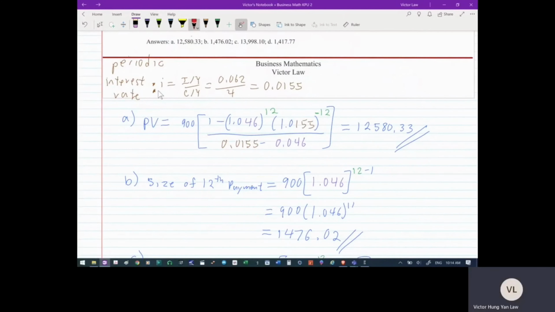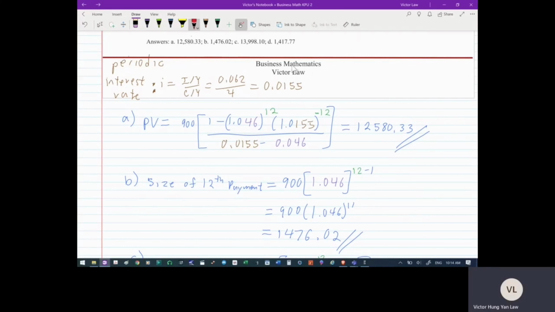The periodic interest rate is your nominal interest rate divided by your compounding per year. So we have 0.062 divided by 4. 0.062 is your IY, and C over Y is your 4. When we divide those two numbers, you get 0.0155. And that's your periodic interest rate.